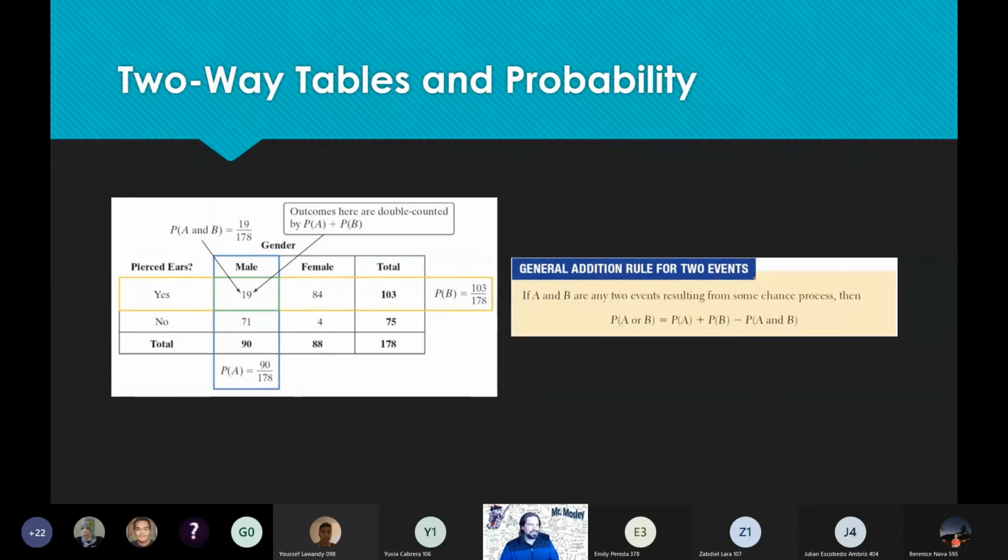This is different than the addition rule for disjoint or mutually exclusive events that we saw on Tuesday. If A and B are any 2 events resulting from some chance process, then probability of A or B equals the probability of A plus the probability of B minus the probability of A and B. Right, so we have to make that adjustment for the things that have been double counted.